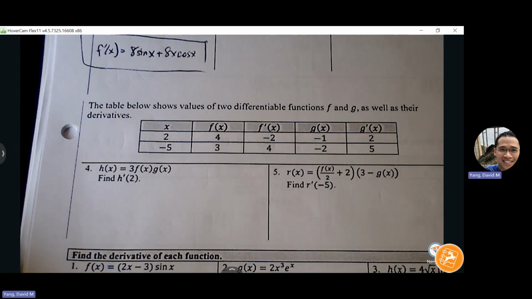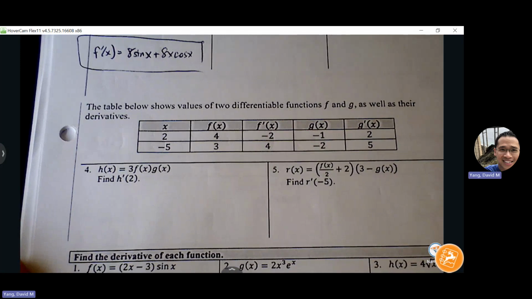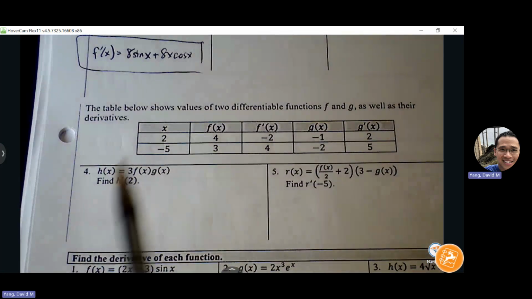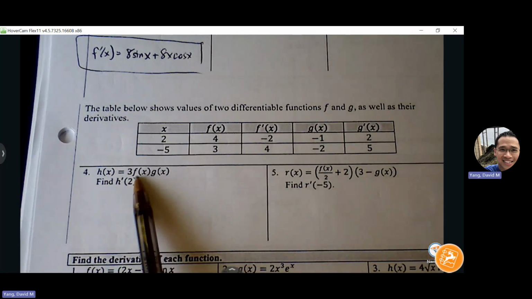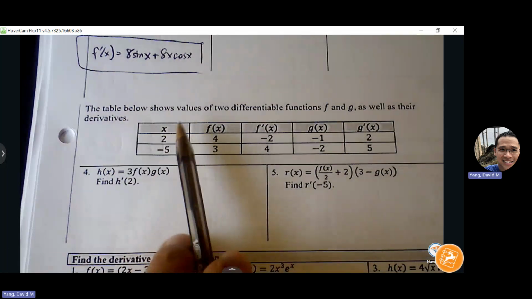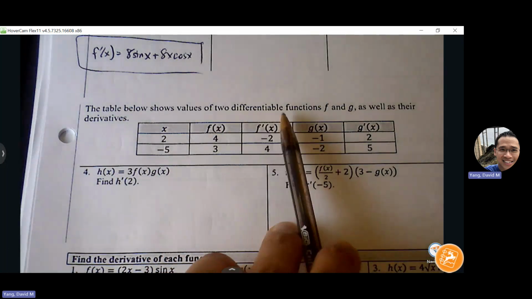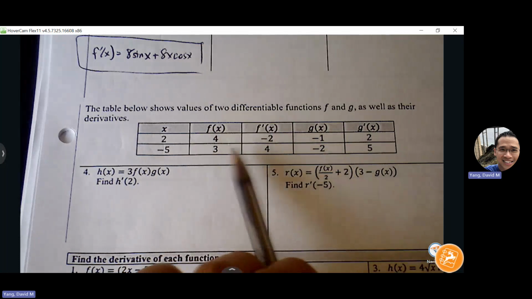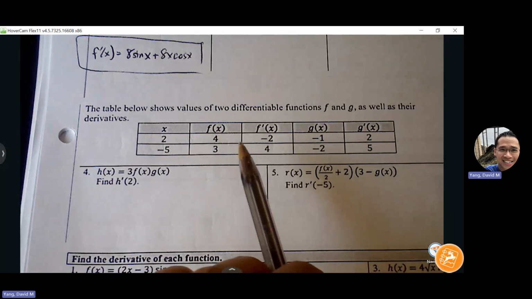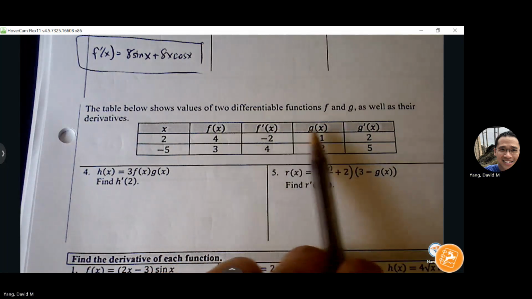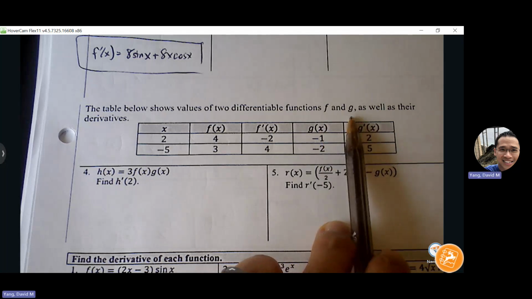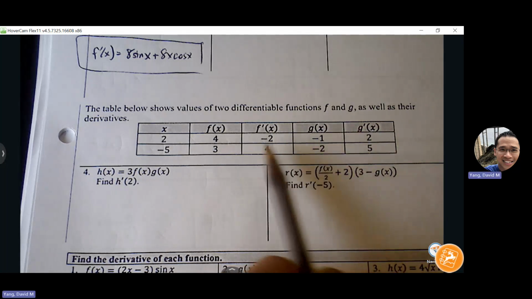Now, sometimes we may have to do product rule of something that is in function notation. If that's the case, then just find the derivative in function notation. So for instance, here we have a table that shows 2 differentiable functions. That just means we have 2 functions that are smooth curves. There's no sharp turns anywhere. f and g are the 2 functions, and here are some specific values that are given to us.